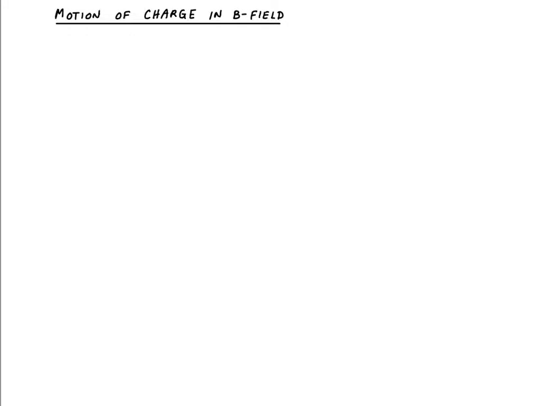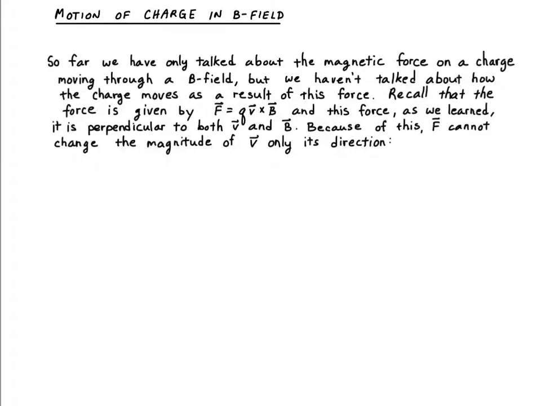Let's talk about the motion of a charge in a magnetic field. So far, we've only talked about the magnetic force on a charge, but we haven't talked about how the charge actually moves through this B field. Recall that the magnetic force is q times v cross B, and this force, as we learned, is always perpendicular to both v and B.